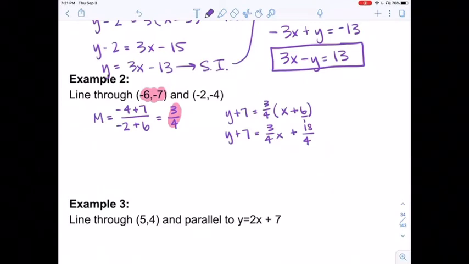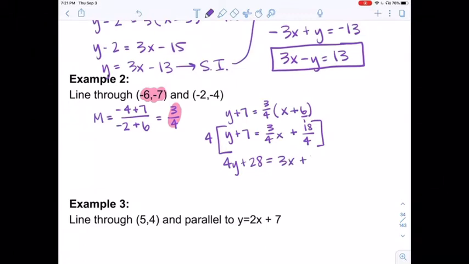Now, before you freak out and start subtracting fractions and everything, let's get rid of those fractions. So multiply everything by that denominator. So 4 times y will give me 4y. 4 times 7 gives me a positive 28. And then these numerators just pop out by themselves. 3x plus 18.